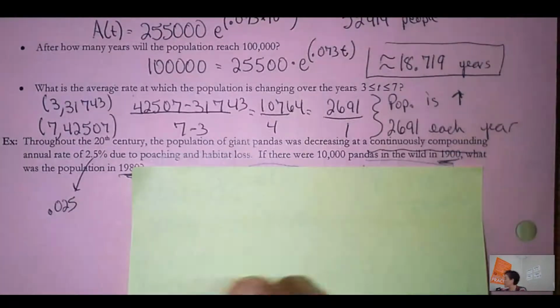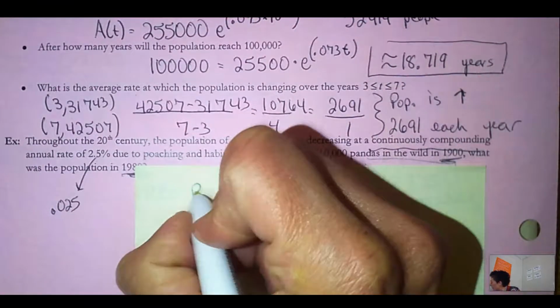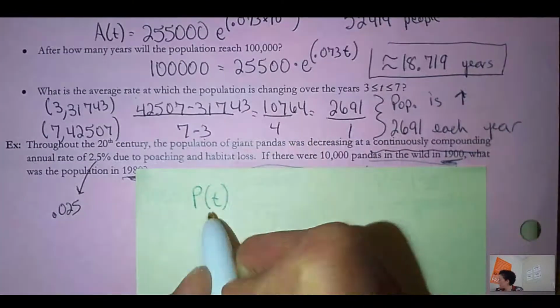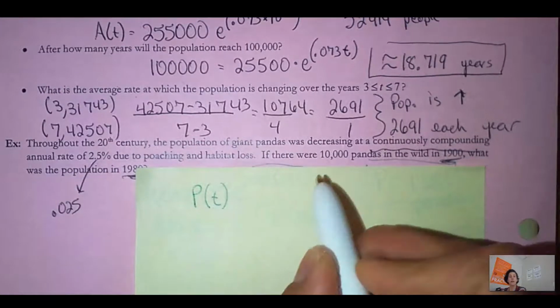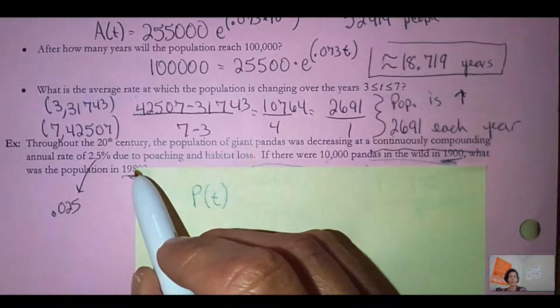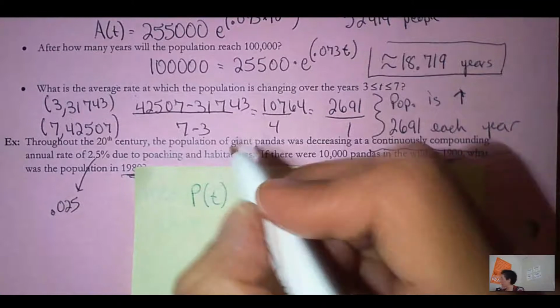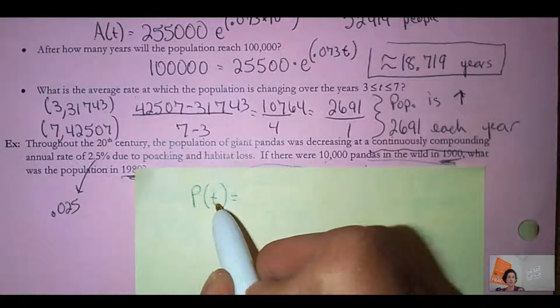So for here, when I do this, we're going to put the P of T. And T is just, again, our time in years. P is the number of pandas. So there were 10,000, and now we want to know what's the population in 1980. So this is going to be our beginning amount, and we're going to be solving for P, our population of pandas based on time.